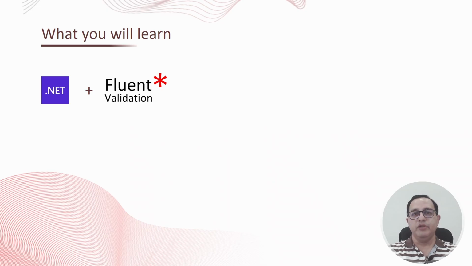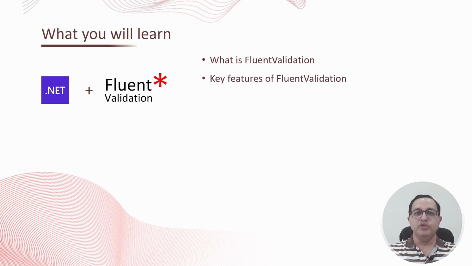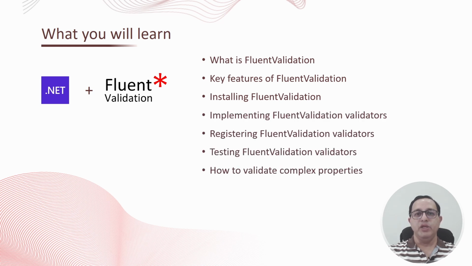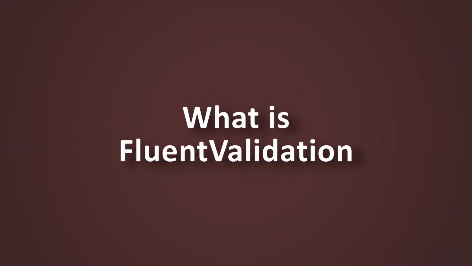Before we go further, let's quickly go through what you will learn in this video. First of all, I will give you a quick overview of Fluent Validation Library. I will explain some of its key features. I will show you how to install Fluent Validation Library and related packages via NuGet Package Manager. I will then show you how to create, register and test validators. Additionally, I will show you how to validate complex properties and collections. Let's dive in and make your validation process easier and more efficient.